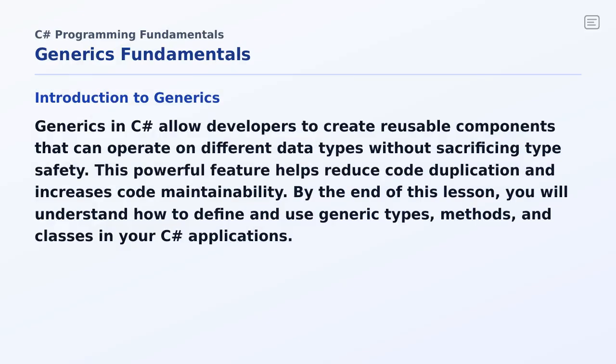Next, introduction to generics. Generics in C# allow developers to create reusable components that can operate on different data types without sacrificing type safety. This powerful feature helps reduce code duplication and increases code maintainability. By the end of this lesson, you will understand how to define and use generic types, methods, and classes in your C# applications. Don't worry if this feels new at first.